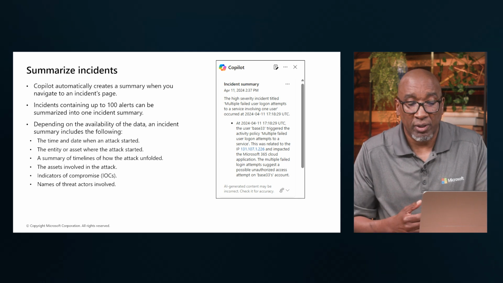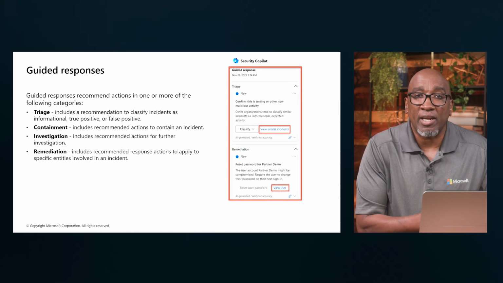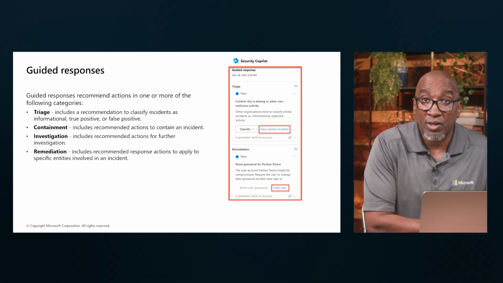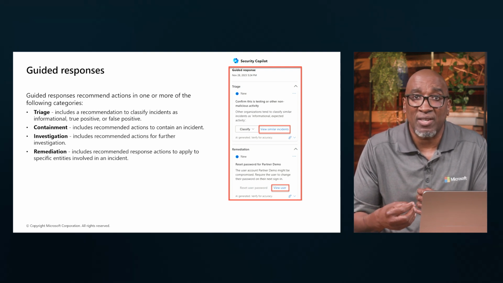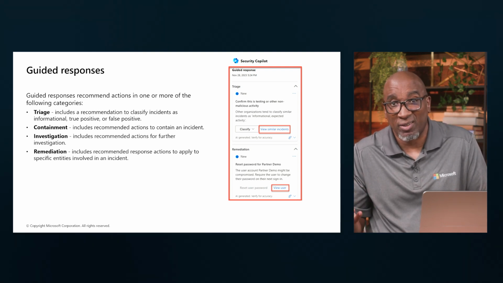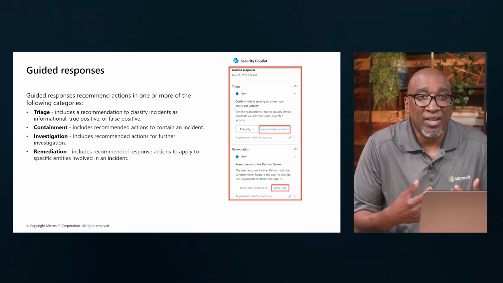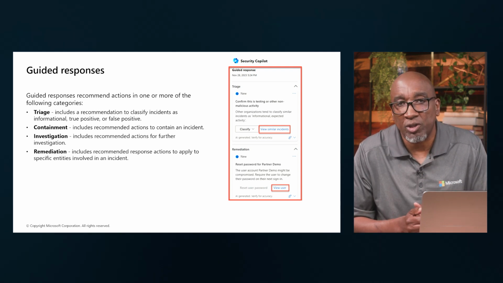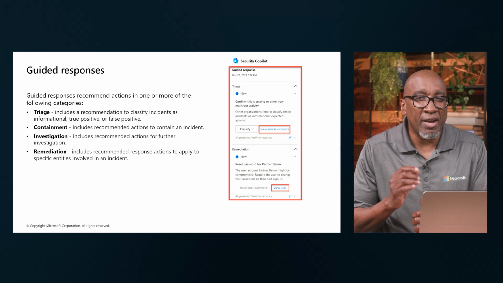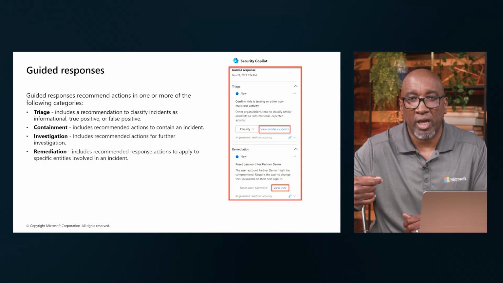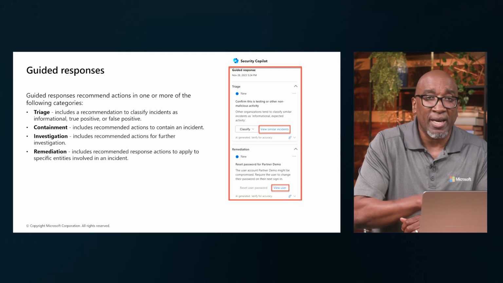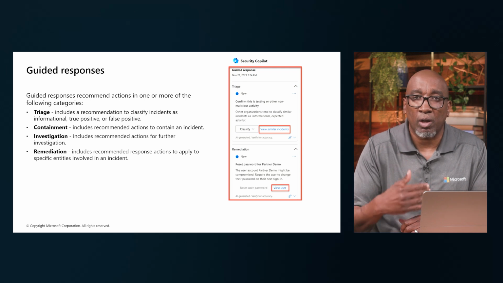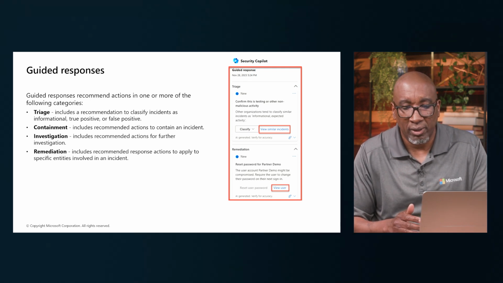This also allows us to create guided responses, recommending actions in the following categories. Triage allows you to classify incidents as informational, false positive, or true positive. Containment covers actions that can contain the incident. Then there are investigations that you can perform to dive deeper into the root causes of an incident. If there are any specific responses that you need to enact to remediate anything caused by the incident, those will also be noted within the guided response in Security Copilot.